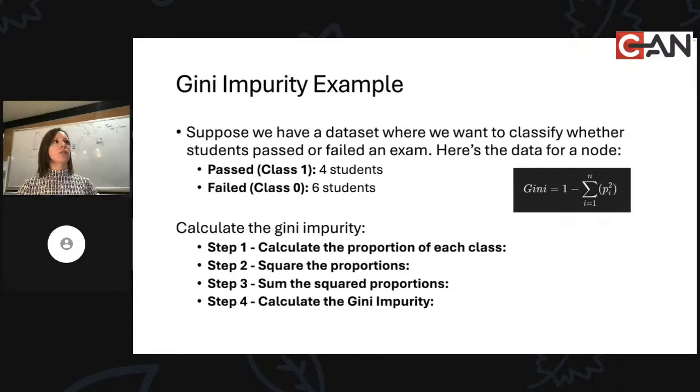For a particular node that we are at, 4 students have passed the exam, so 4 of them are A1, and 6 of the students are A0, so 6 of the students have failed the exam. How might we calculate the Gini impurity with that? I have the steps laid out there. How would we calculate the proportion of each class?